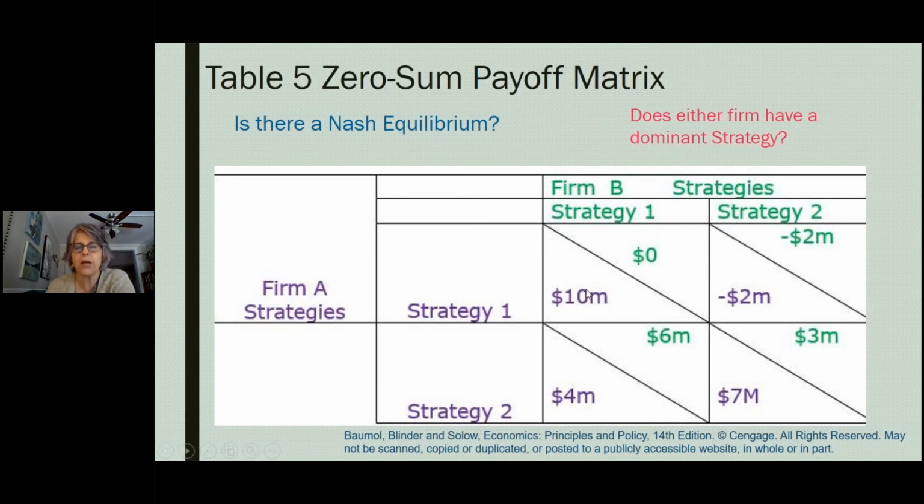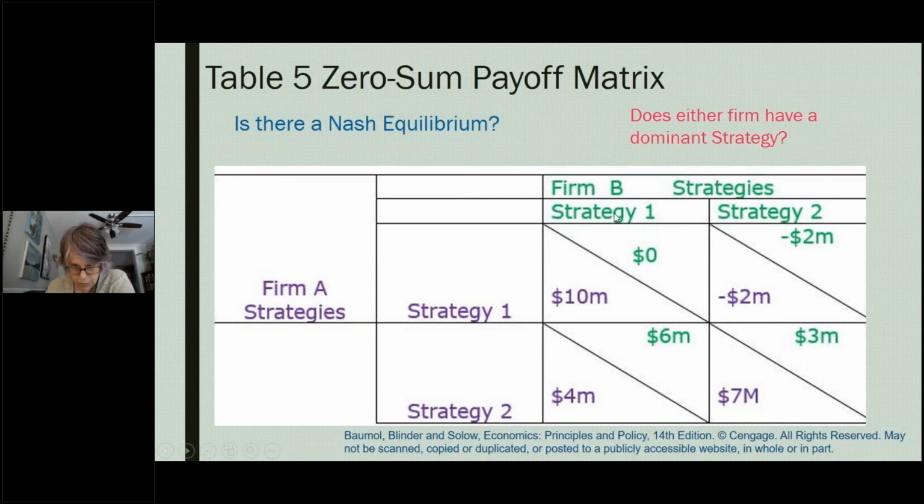Is there a dominant strategy? Well, 10 is bigger than 4, but 7 is bigger than negative 2. So for firm A, there is not a dominant strategy. Let's look at firm B. If firm B picks strategy 1, their options are 0 or 6. If they choose strategy 2, they're either going to get negative 2 or 3. They do have a dominant strategy.